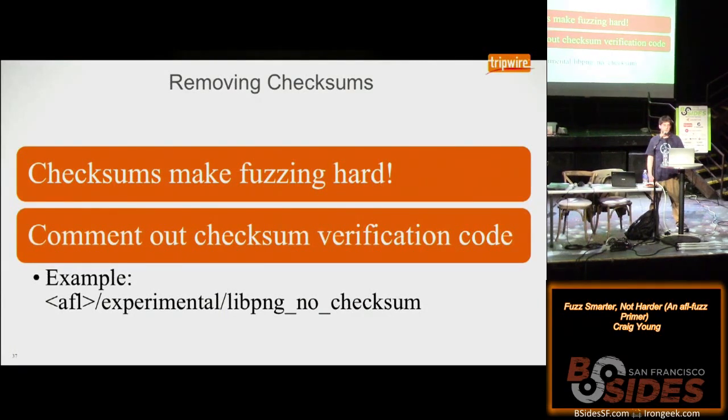The way to deal with this is to go into the source, find the checksum verification code, and comment it out. For that specific example of PNG files, the AFL source provides an example patch for libpng, which comments out the checksum verification so that you can actually start to fuzz that format.